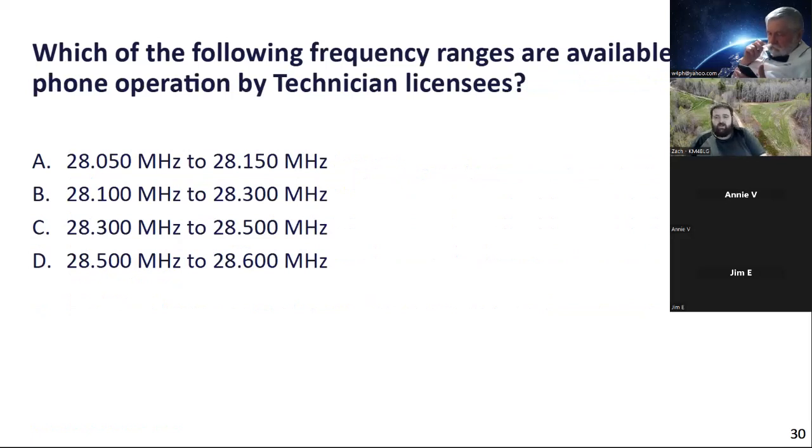So this one's just one about those allocations. This is just one you'll have to kind of remember, and with time, you'll have it in your head readily available. But which of the following frequency ranges are available for phone operation by technician licensees? Benson. Yeah, the answer there is C. 28.3 megahertz to 28.5 megahertz. That's just one you'll have to remember. But as you operate, you'll be saying it in your sleep.